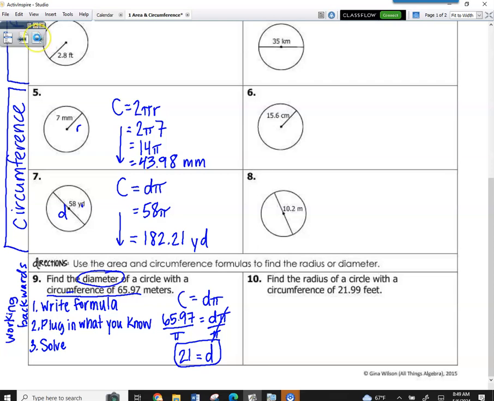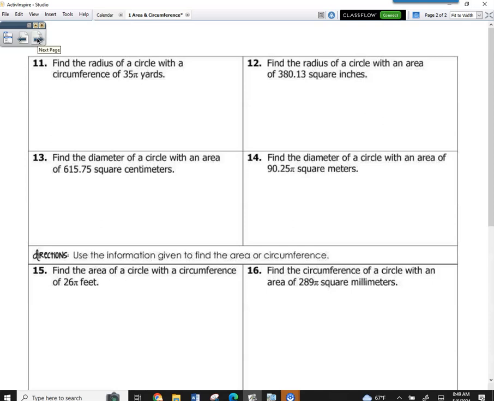All right, let's go to the back. I'm only going to work the odds. Let's copy the formulas on the back at the top so we're not flipping back and forth. We got area, only one of them. Circumference, you have 2. All right, number 11, find the radius of a circle with a circumference of 35 pi yards.